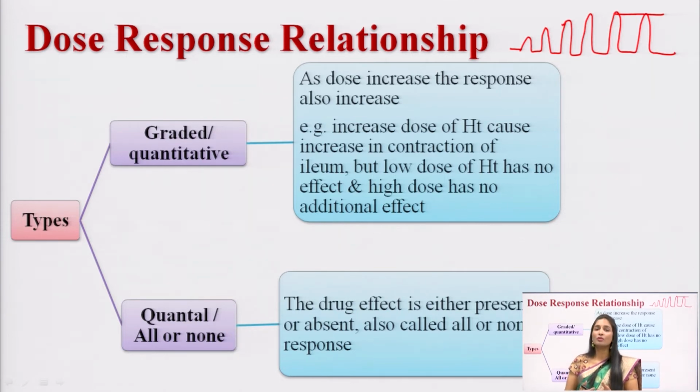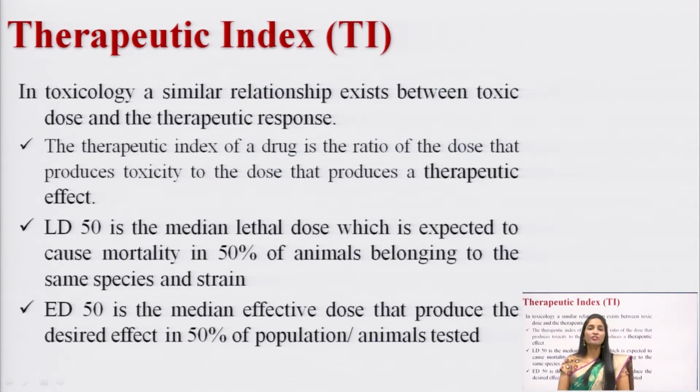And the second example is cardiac arrest with digitalis. When you give a dose of digitalis, you either see the cardiac arrest or you do not see the cardiac arrest. So, this is called the quantal response. And next we will move to the therapeutic index. So, what is a therapeutic index?